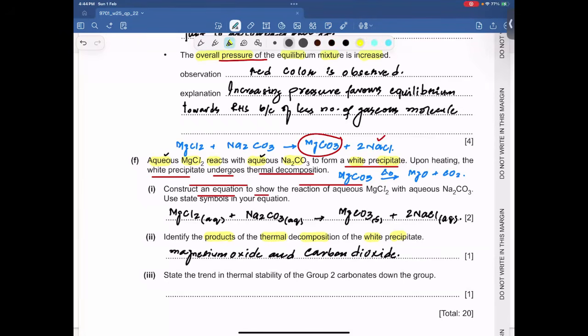The last part is state the trend in the thermal stabilities of group 2 carbonates down the group. Thermal stability down the group increases. All right. So that's the end of question number 2. Let's move on to the next part.